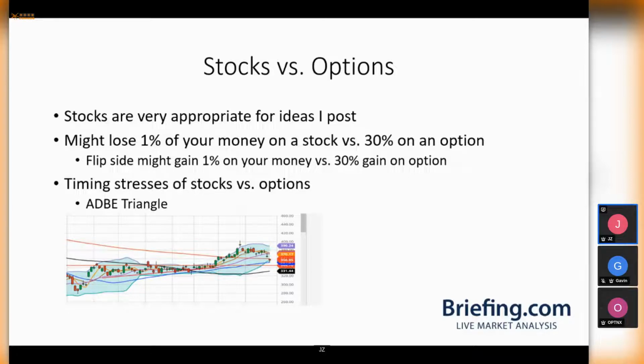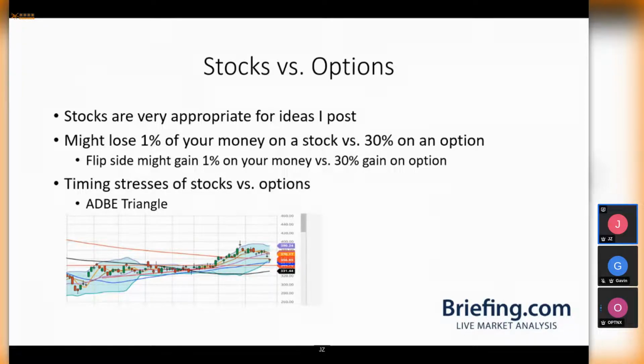The reason that I really wanted to include this is one thing that Dame and I have talked about a lot. Options aren't going to be for everybody, and we mentioned this on the call before too. Quite frankly, they are quite stressful at times. They can be a lot of fun, but they can be quite stressful. So, a lot of the ideas that I do post, I think, are appropriate because I'm looking for either a breakout or a breakdown in a particular stock, and there's no reason in the world that you can't use a stock in that particular case.